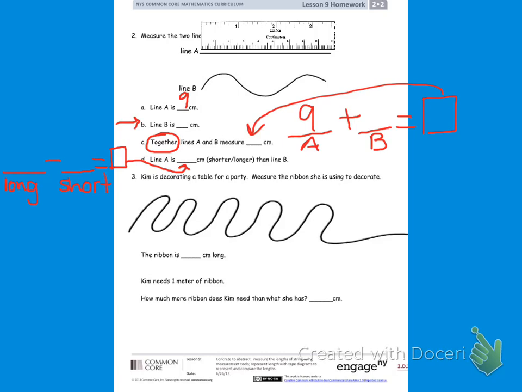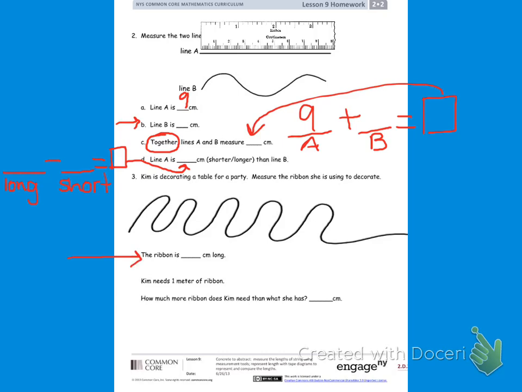For problem number 3, Kim is decorating a table for a party. Measure the ribbons she is using to decorate. Again, this is going to be something that you need to use a meter tape for, since it is not something straight. If you do not have a meter tape, you can use a piece of string and lay it over the top of the line to make that shape. Cut it off, then straighten the string and put it on a centimeter ruler. Or you could even use your shoelace. Once you have figured out the length of the string, write it on that line there.